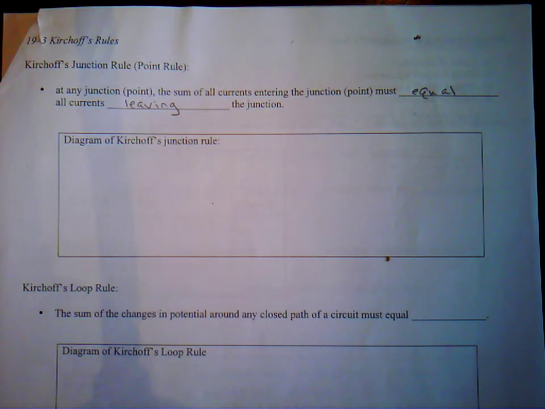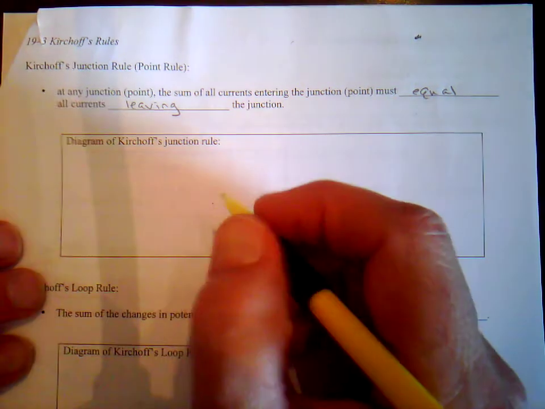You can think of it as water flowing through a pipe or a hose. If you have one hose, and then you have two hoses connected to the end of that, all the water through the main hose has to flow through the two other hoses. So all the water going in must equal all the water going out. We'll take a little diagram and see how that works.